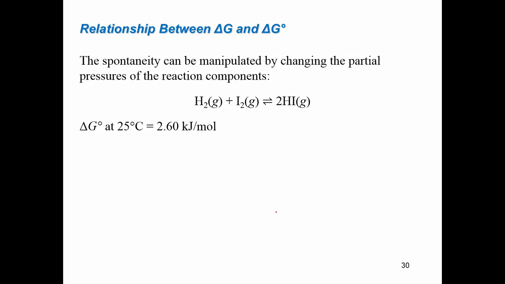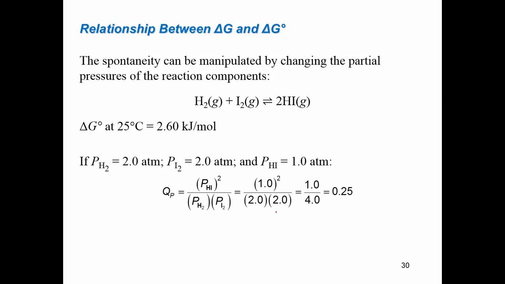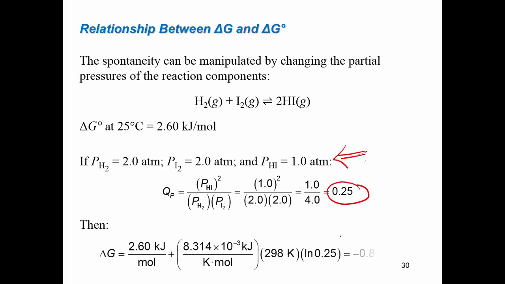Now we can change the spontaneity by changing the partial pressures of the reaction components. If we have different partial pressure values, we will get a different Q. This is the same equation, and it's the same G naught. R hasn't changed, T hasn't changed, but Q has. By changing the partial pressures of our reaction components, we can then form a spontaneous mixture. So the concentration of the reactants and products is very important in determining whether a chemical reaction will be spontaneous.